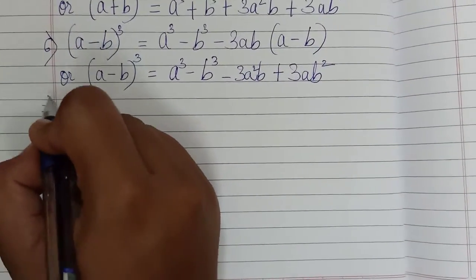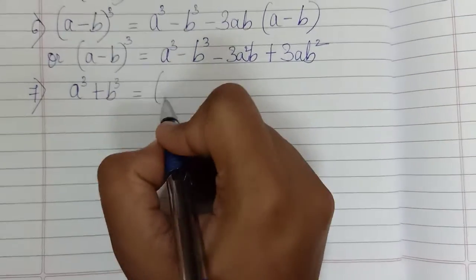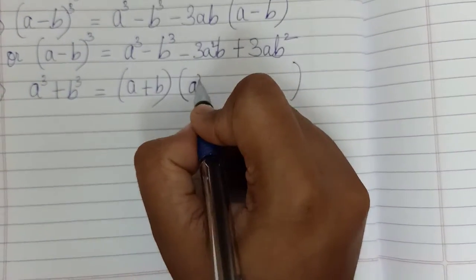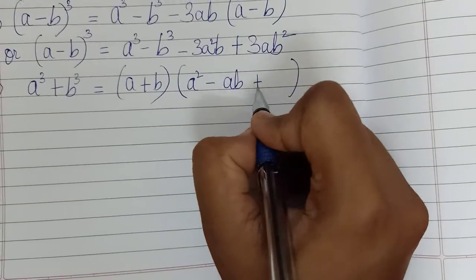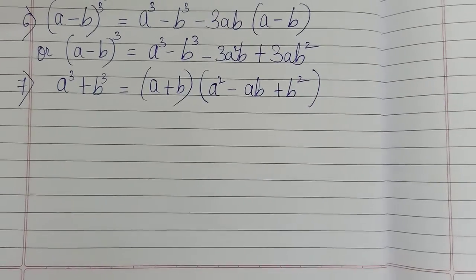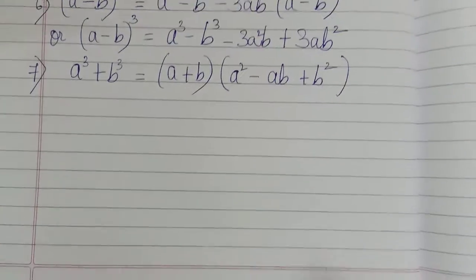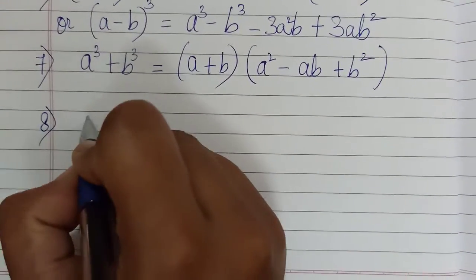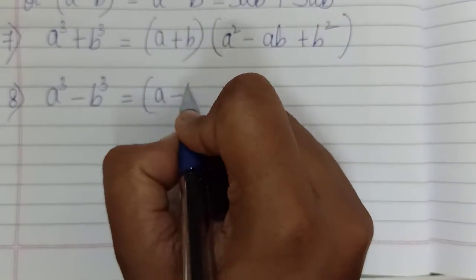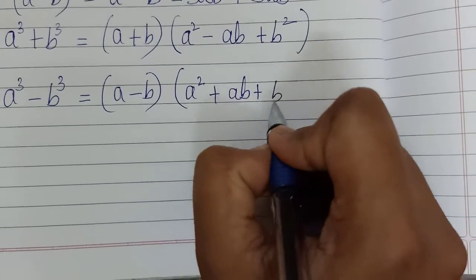Okay. Seventh identity is a cube plus b cube, which is (a plus b) in bracket, next bracket, (a square minus ab plus b square). So you can read it as a cube plus b cube is equal to (a plus b) into (a square minus ab plus b square). Eighth identity, a cube minus b cube is (a minus b) into (a square plus ab plus b square).